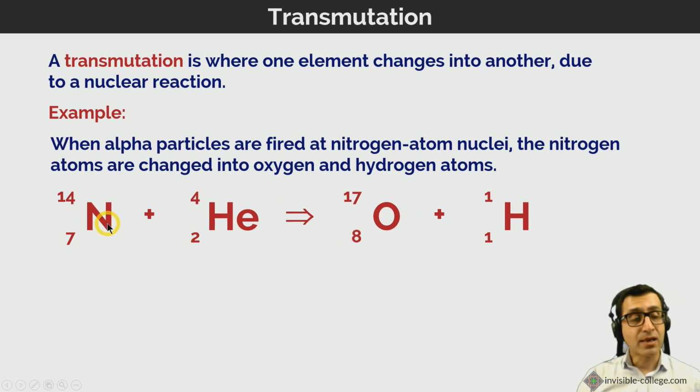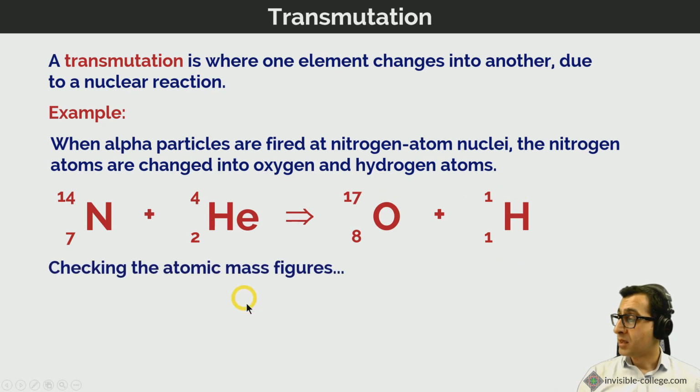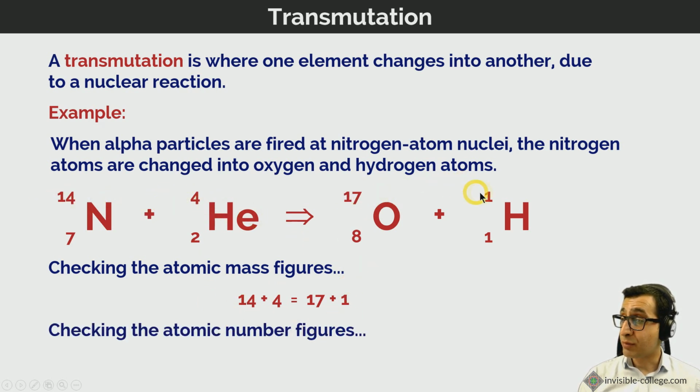However, like in a chemical process, one of the principles that you do need to adhere to is the total mass on the left hand side must be equal to the total mass on the right hand side. So we see here that the total number of atomic mass units present before the nuclear reaction takes place is 14 plus 4. The total here is 17 plus 1. So, checking the figures, we see that the total number of units of mass on the left-hand side is equal to the total number of units of mass on the right-hand side. 14 plus 4 gives 18, 17 plus 1 also gives 18.